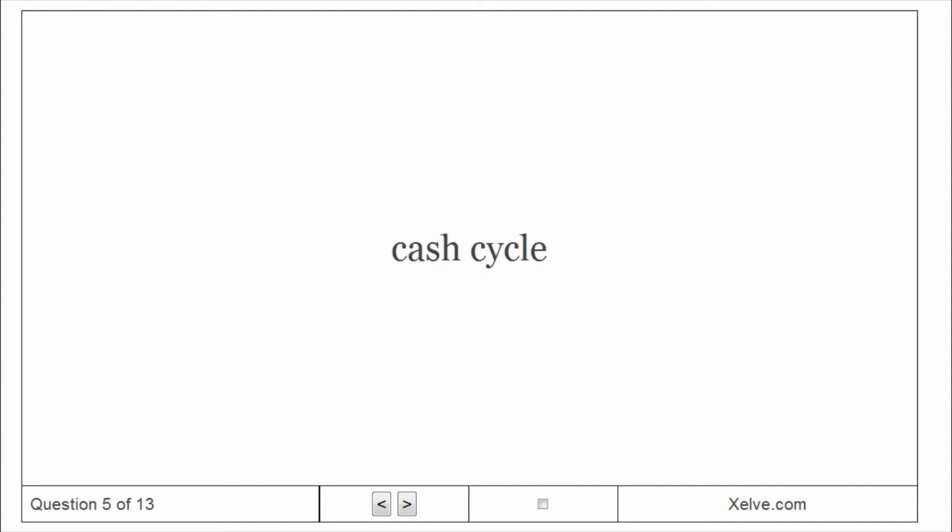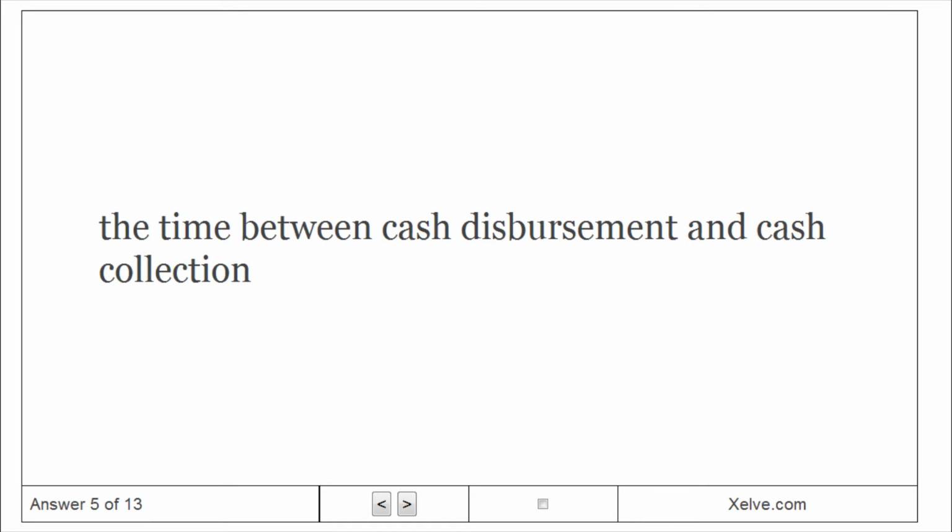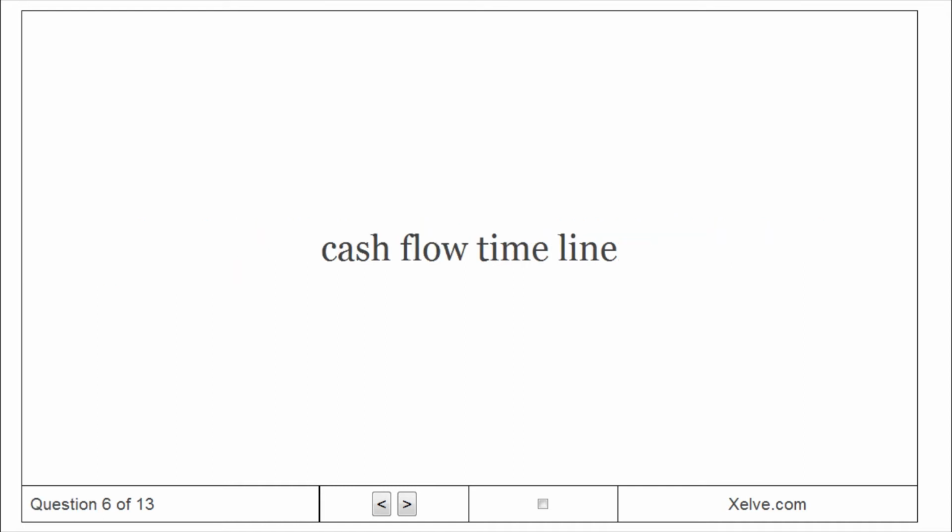Cash cycle. The time between cash disbursement and cash collection. Cash flow timeline. A graphical representation of the operating cycle and the cash cycle.